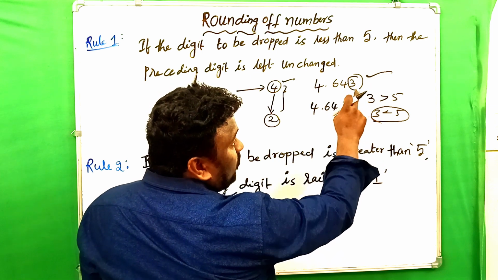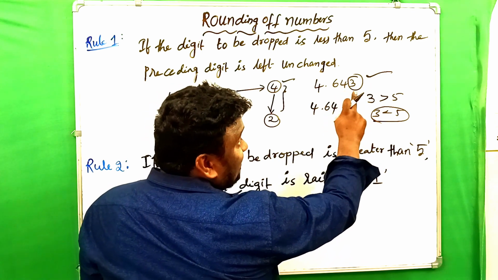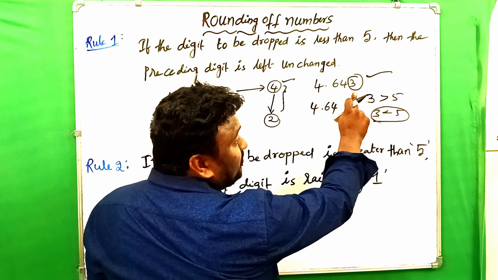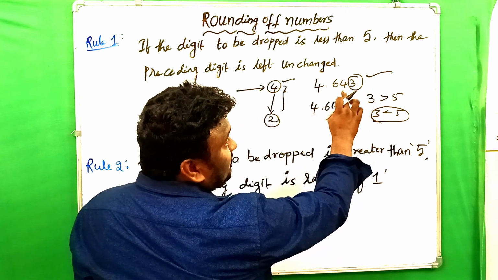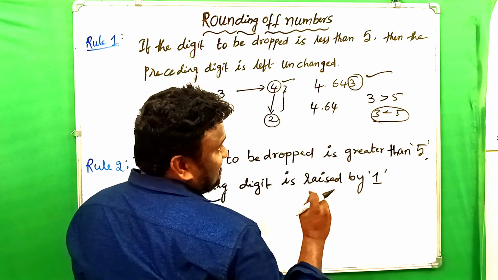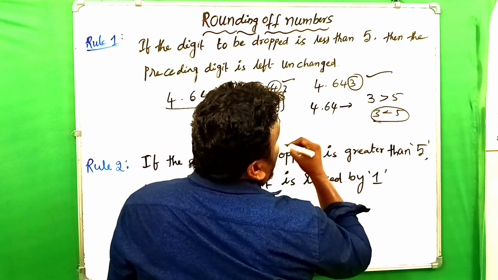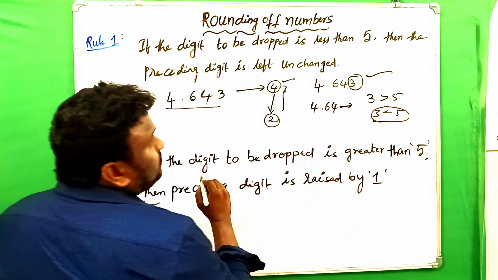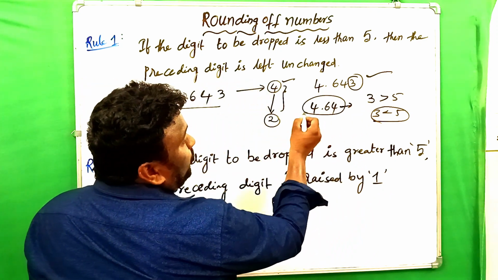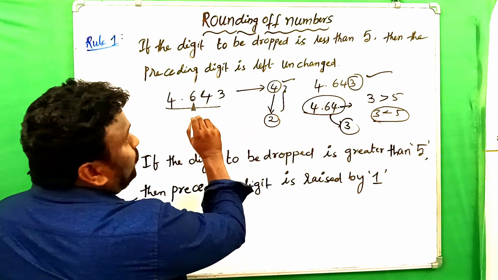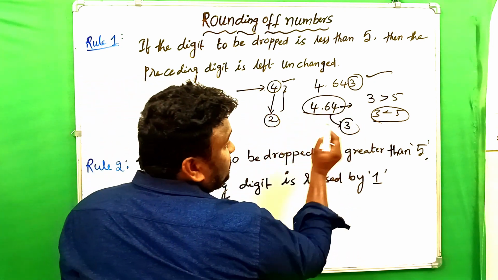Now the preceding number is 4. When the preceding number is 4 and the dropped number is less than 5, the 4 is unchanged. That's why we write 4.64. How many significant figures are there now? 1, 2, 3. Initially there were 4 significant figures, now 3.